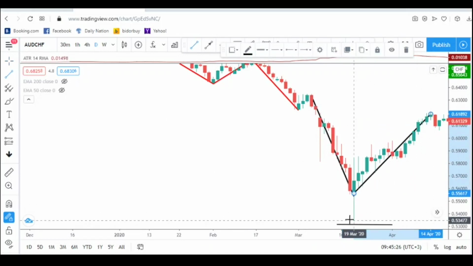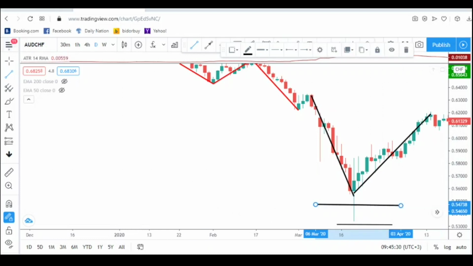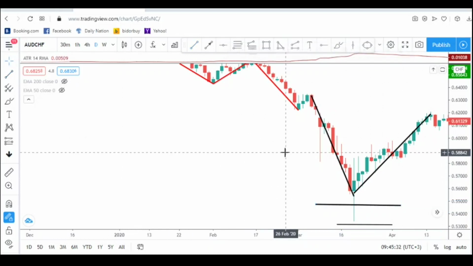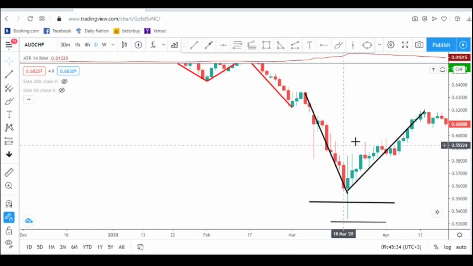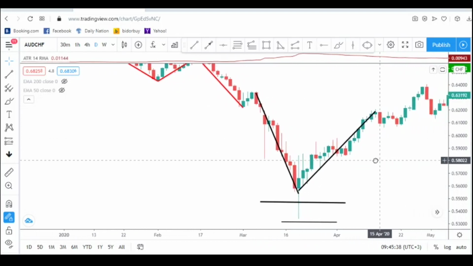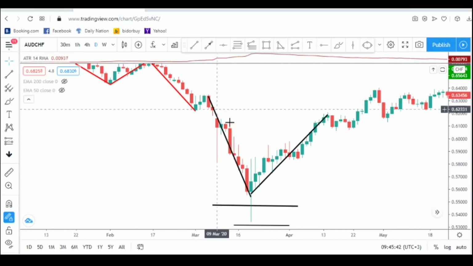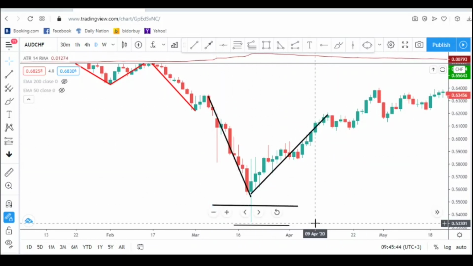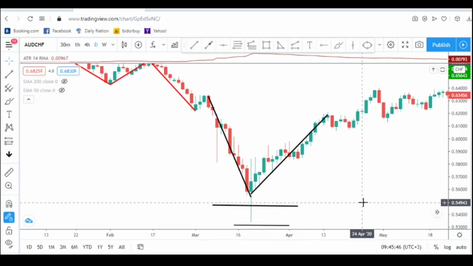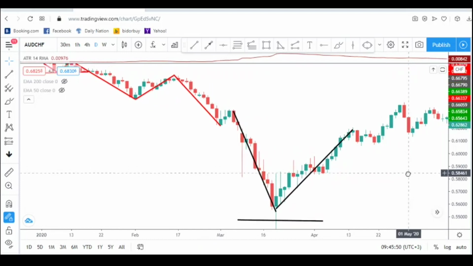Now if we have another impulsive leg that closes below this level of support, then we'll be looking for another pullback, then look for a confirmation and short the market. Let's see what has happened. Unfortunately, we didn't have an impulsive leg that closes below this level of support. So in this case, we're not going to sell this market.